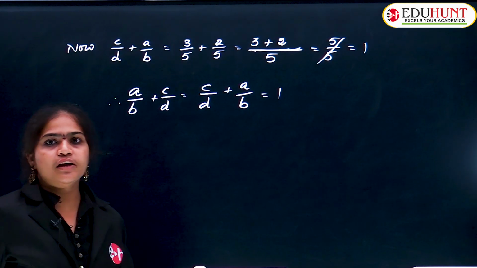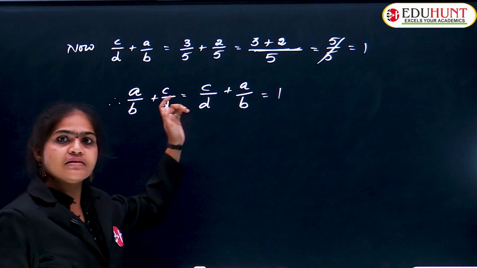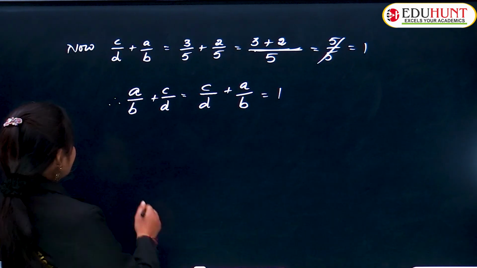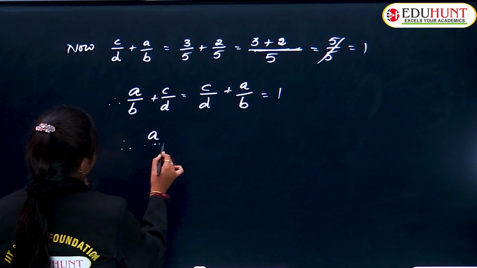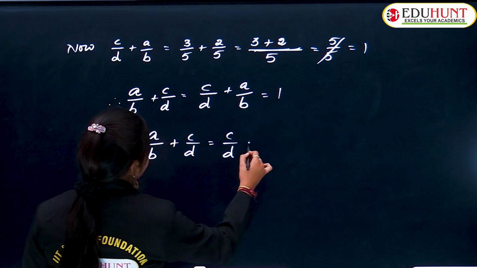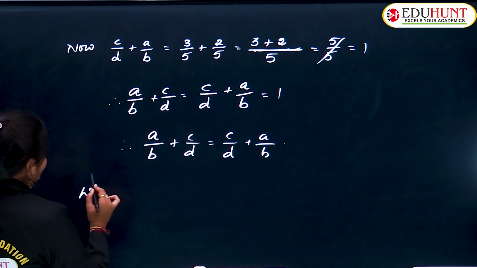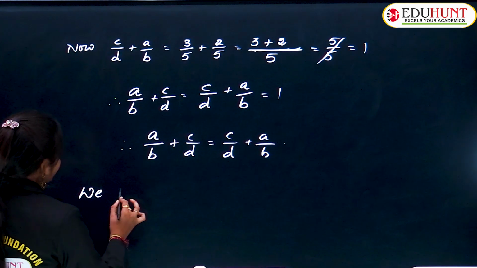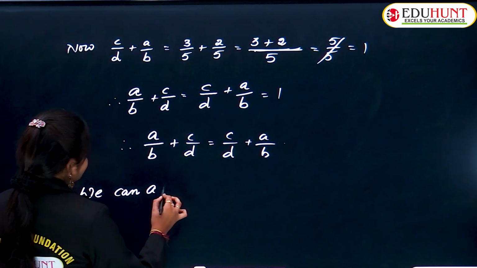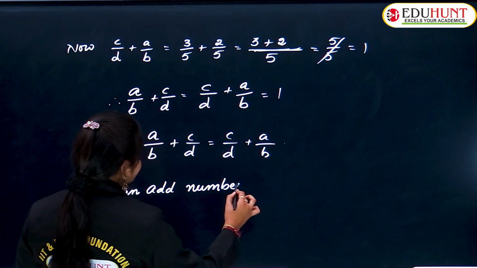Is it satisfying or not? Those two values, this value is 1 and this value is also 1. So that's why simply we can write like this, no? A by B plus C by D is equal to C by D plus A by B. From this what can we say, ma? While adding two numbers, we can add numbers in any order.